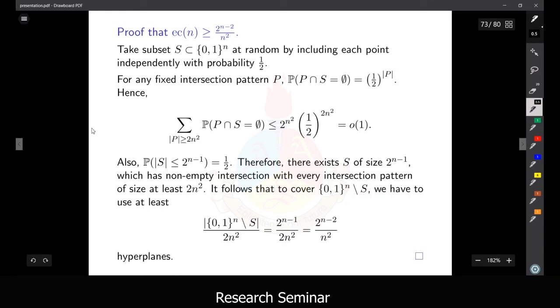So finally, in order to cover our hypercube without set S, we need to use only intersection patterns which are small, I mean of size less than 2n square. So in other words, we need to use at least 2 to the power n-1 divided by 2n square, which is just 2 to the power n-2 divided by n square hyperplanes. Okay, so this is how the lower bound works.